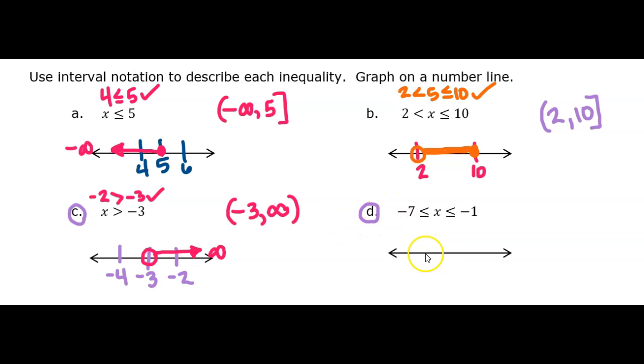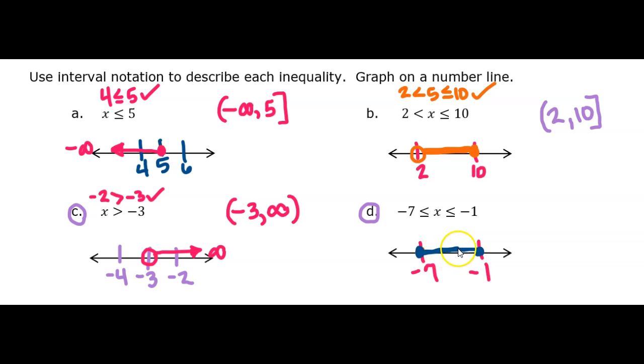All right, let's look at D. We have -7 and -1. So -7 is less than or equal to x, and x is less than or equal to -1. So are we including -7? We should be, because -7 is less than or equal to -7. And what about -1? Is -1 less than or equal to -1? Yes. So we should be including both endpoints and, again, everything in between.